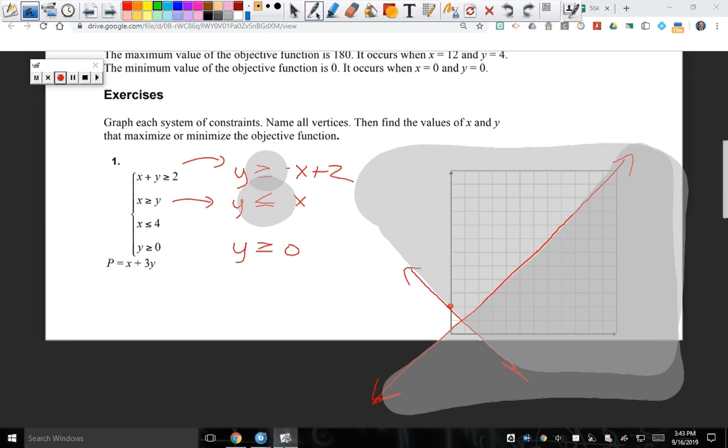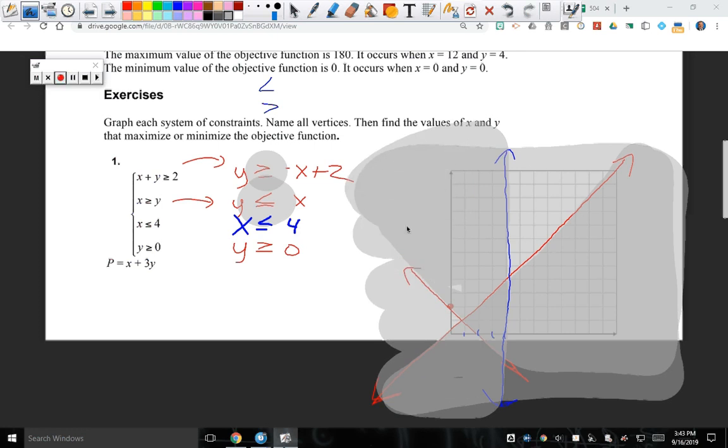And now let's do our third function, which is x is less than or equal to 4. So x equals a number is a vertical line. It's not dashed because none of these are strictly greater than or less than. So I'm going to go to x is equal to 4. 1, 2, 3, 4. And I'm going to draw a vertical line. And you tell me, what direction do I shade? Left. And x is the only one that's left and right. If there's a y and an x, you're still thinking about top or bottom. Okay?